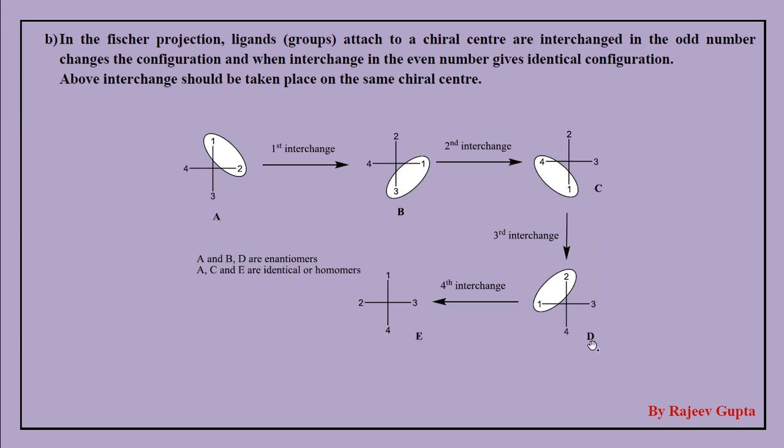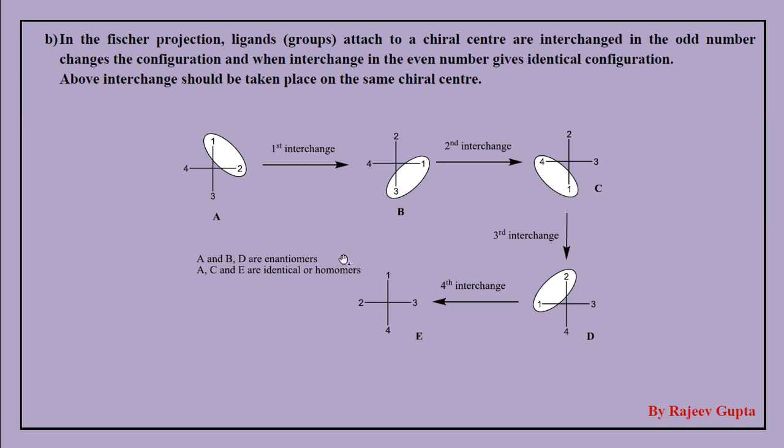A and C are identical. Now C to D, make a change in 1 and 4. 1 goes to here and 4 goes to there. Now A and D are enantiomers, meaning the configuration is changed, because the overall change is made in an odd number, this 1, 2 and 3. That third interchange gives a changed configuration structure. Now the fourth interchange gives again a homomer, identical.